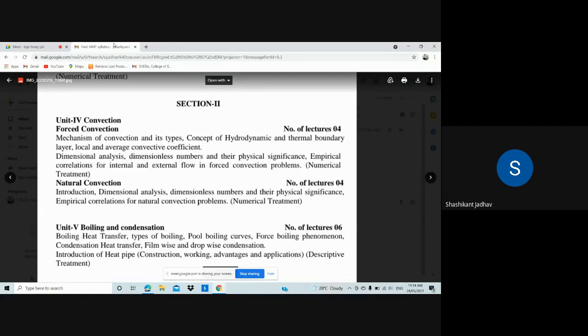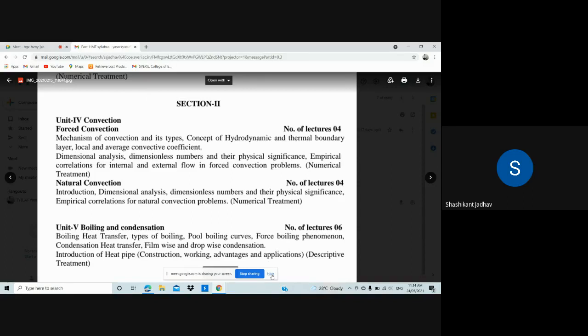Okay, then what is meant by hydrodynamic thermal boundary layer. That point was already covered in the fluid mechanics subject in the second year. Once again we have to cover this part related to the heat transfer, and after that we have to cover the natural convection.